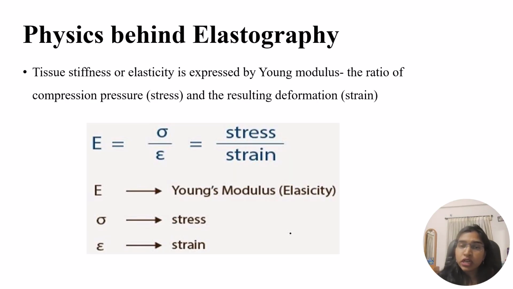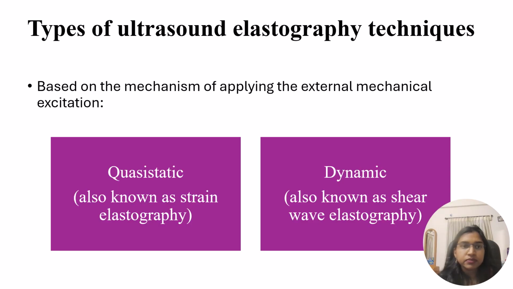Now, tissue stiffness or elasticity is expressed by Young modulus, which is the ratio of stress to strain. Stress is the compression pressure, and strain is the resulting deformation that has occurred. So, Young modulus is stress upon strain. Hard tissues have a higher Young modulus as compared to the soft ones, right?